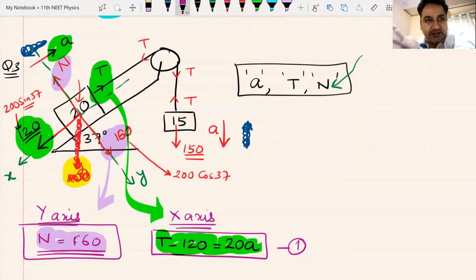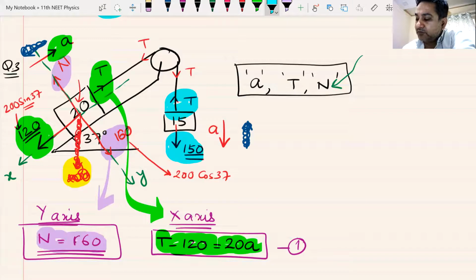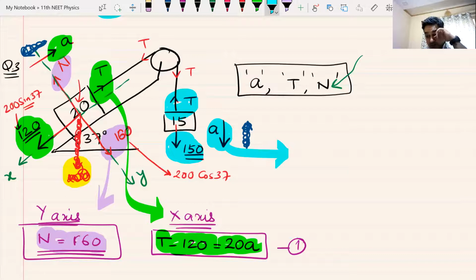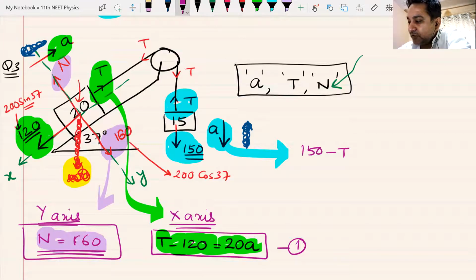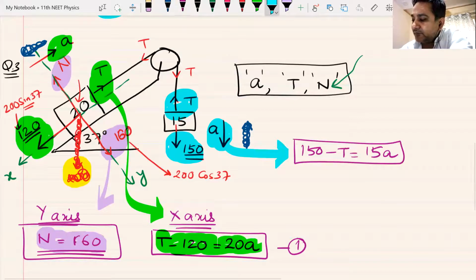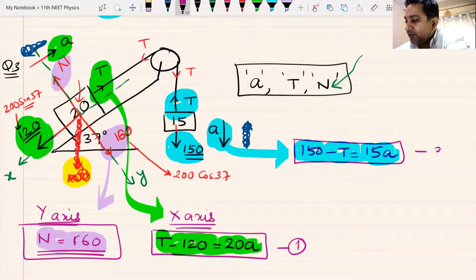Great. The only thing that is left is the block which is hanging. We get into this block. Blue T is upwards, 150 is downwards, acceleration is downwards. Give me the equation fatafat. What will be the equation of this block? T is upwards, 150 is downwards, A is downwards. Niharika comes up with an answer: 150 minus T is equal to 15A, MA. That is exactly correct, beta. Well done. That is the equation I got in blue. I write it as equation number 2.